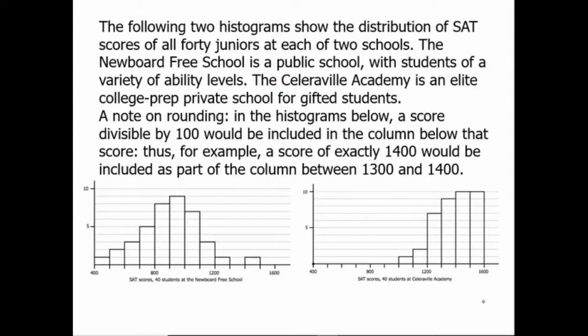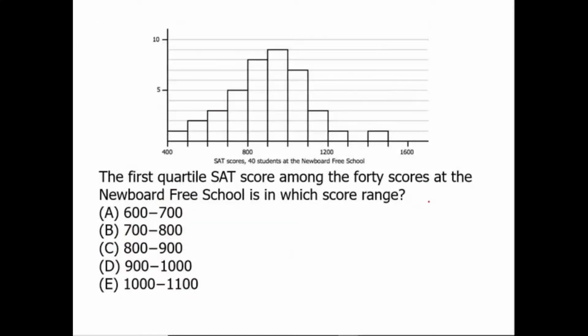This is the third question in the set. Again, we have 2 histograms, each with 40 juniors from one school. The first school has students of a variety of ability levels, so we get this kind of bell-shaped curve of SAT scores, and this school has mostly advanced students with high scores. So for this problem, we want to know what the first quartile is among the 40 students at the first school. It's in what score range? So we're only concerned with the first school, the Newboard Free School.